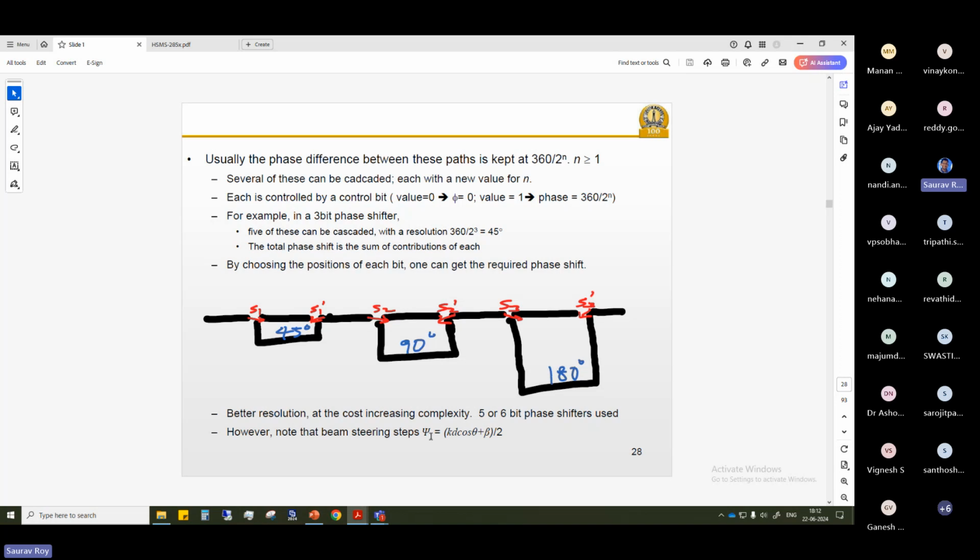And let's say for beam steering, you need the array factor, right? Array factor is k d cos theta plus beta. So you need a beta phase shift. To have this kind of phase shift, you need to generate a phase shifter circuit like this.